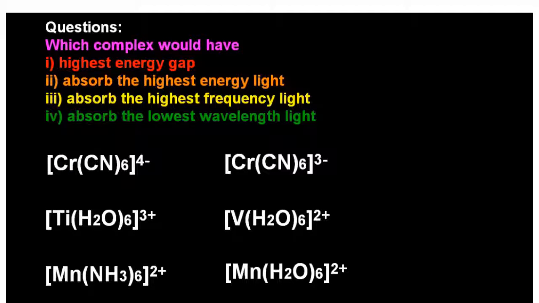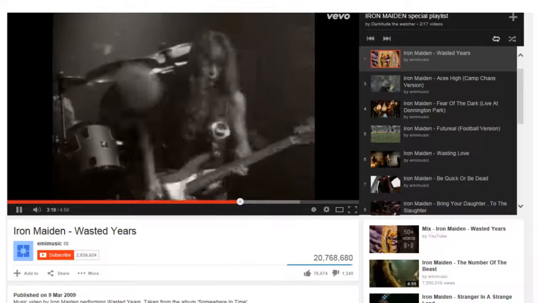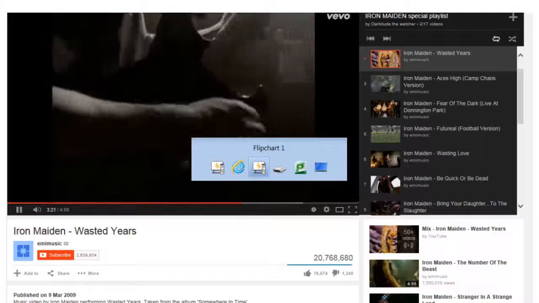Okay, some questions. Which complex would have the highest energy gap, absorb the highest... Oh, I just got to switch to the Iron Maiden. It's my favourite solo. Just give me a second. Chemistry in a second. Fantastic.